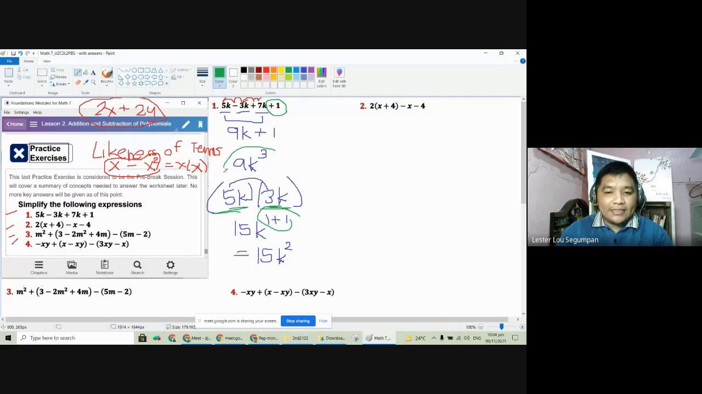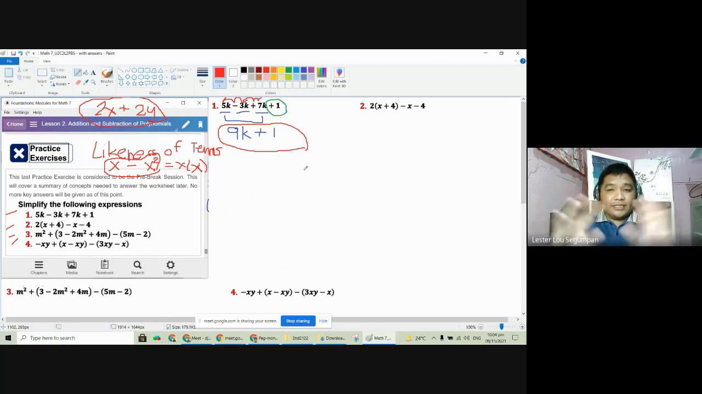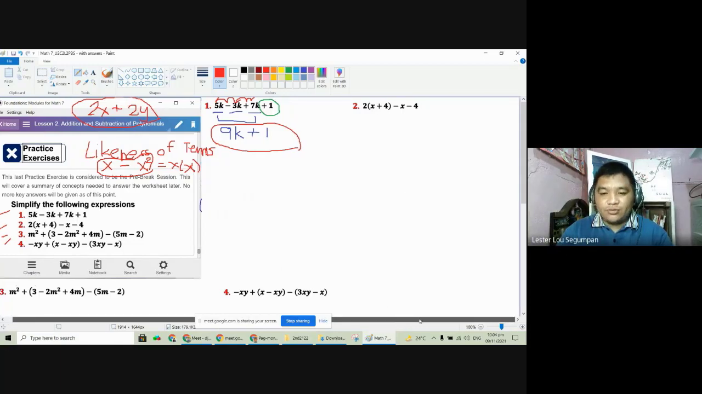So you cannot answer like this because in the first place, what is the given? The given is only addition and subtraction of the terms. So this is now the final answer. I'm just emphasizing that one. Let's proceed to number two.